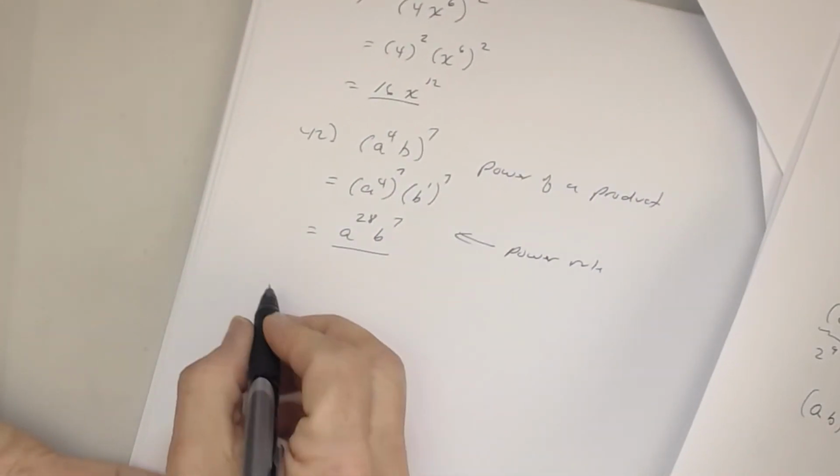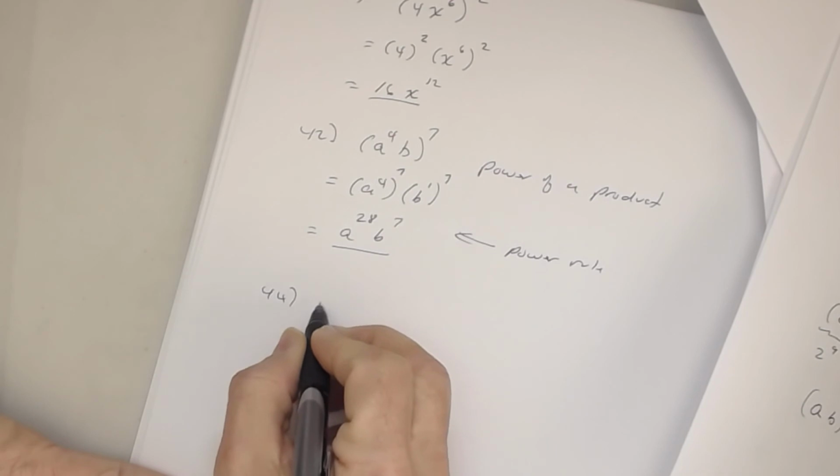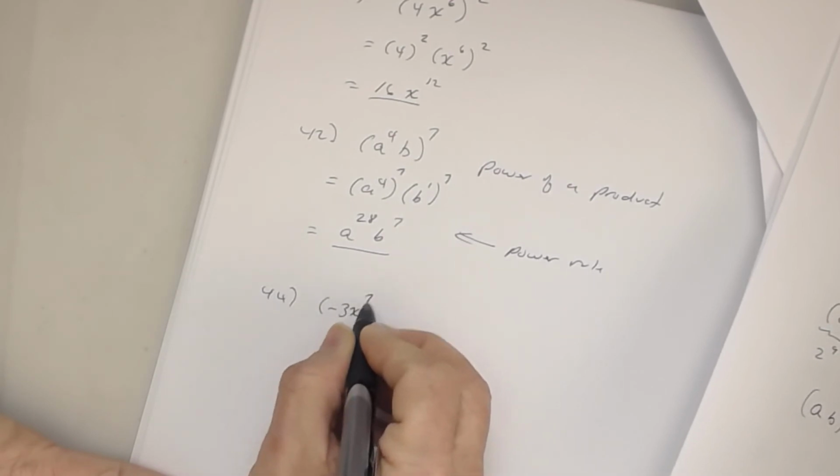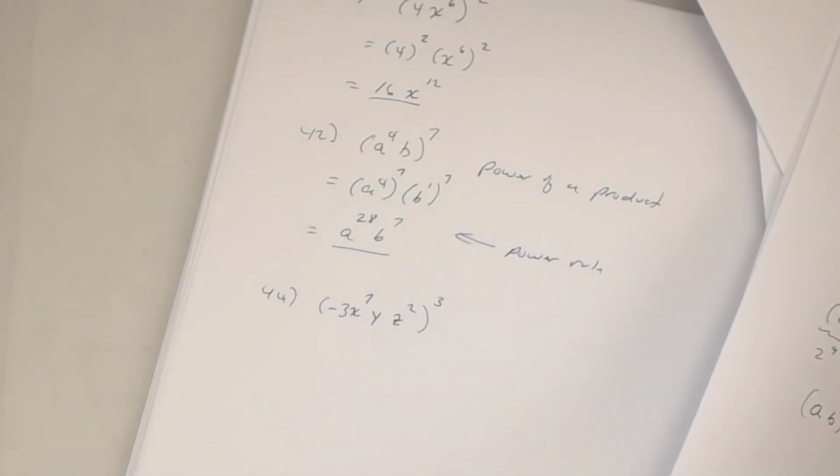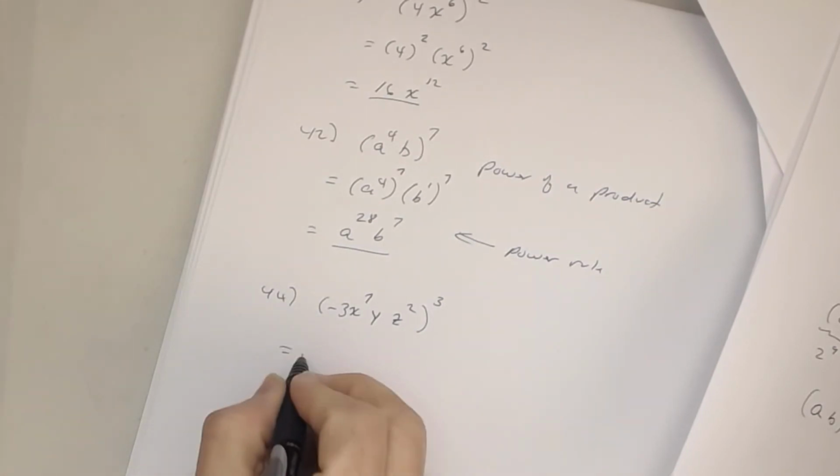All right, look at 44. You have negative 3, x to the 7th, y, z squared, all raised to the 3rd. Right in that next step, don't try and do too much in your head. Okay? So inside the parentheses, I have a product. All that's product inside the parentheses. And how many factors do you see inside the parentheses? Give me the first factor that you see. Negative 3.